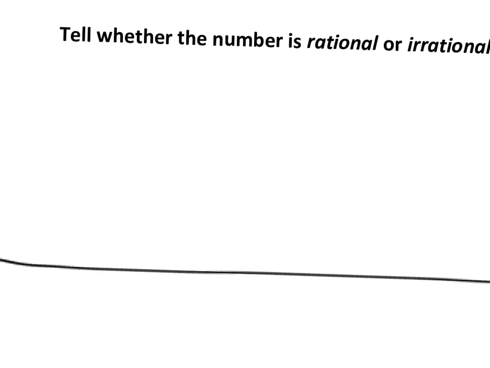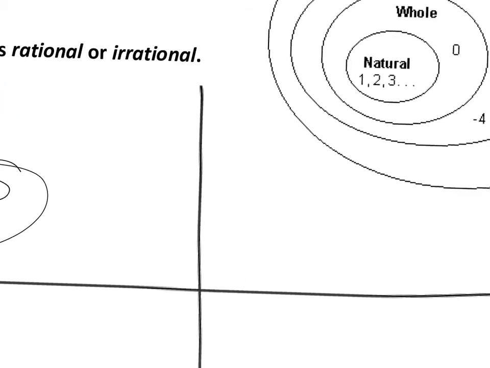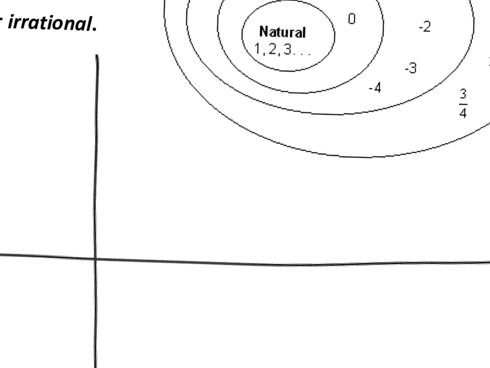So the first one is 1 over 5. Okay, well, in order for it to be an irrational number, I can't write it as a quotient of two integers. Well, that's what 1/5 is. I'm taking 1 and I'm dividing it by 5. It's a quotient of two integers. So yes, it's a rational number. If it's already written as a fraction, it's going to be a rational number because that's what the definition of a rational number is. If I have 1 over 9, well, same thing. It is going to be a rational number.